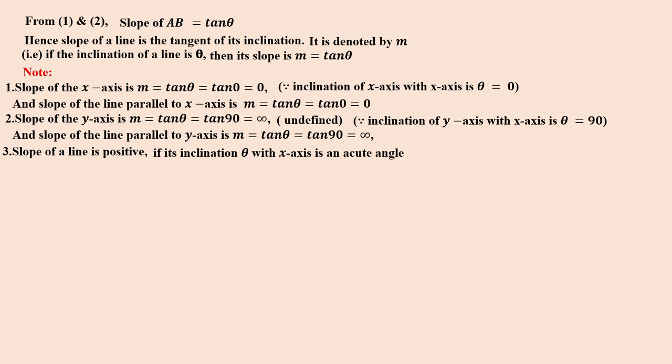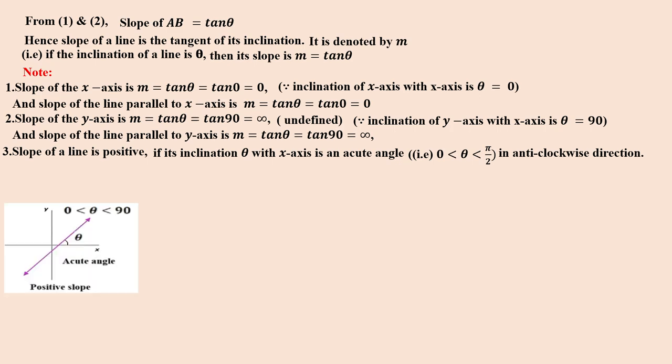Slope of a line is positive if its inclination theta with the x-axis is an acute angle. It should always be an acute angle. You have to measure in that direction, 0 to 90 degrees. Theta is in the anti-clockwise direction, right? So this way, this is an acute angle, positive slope.